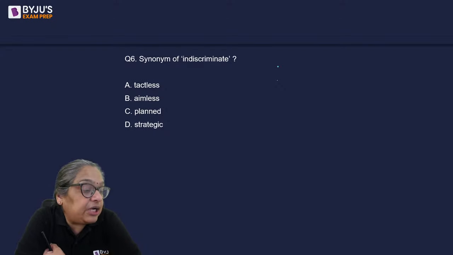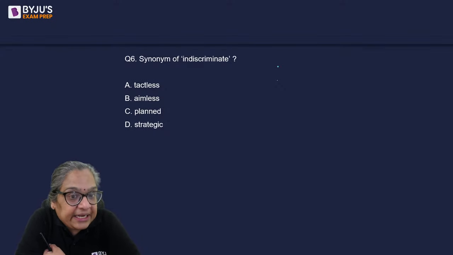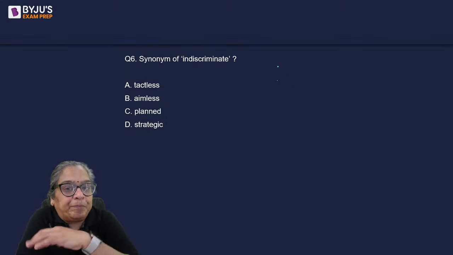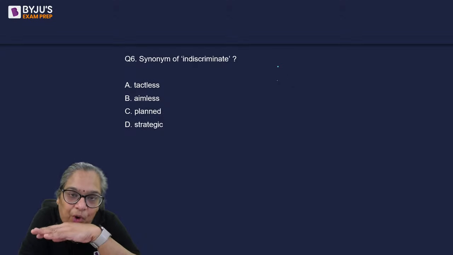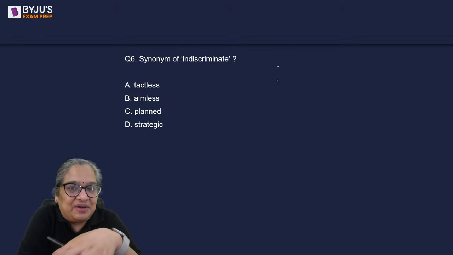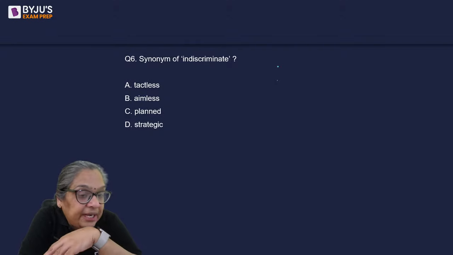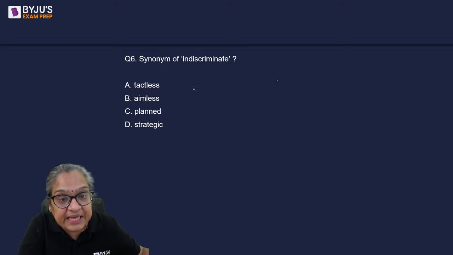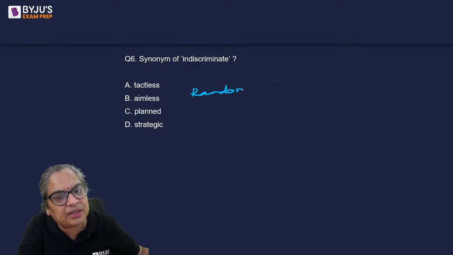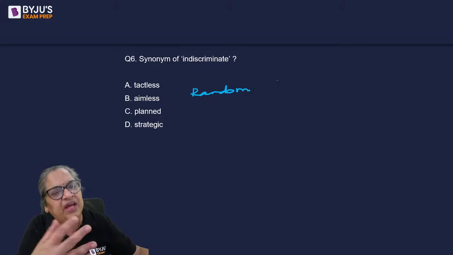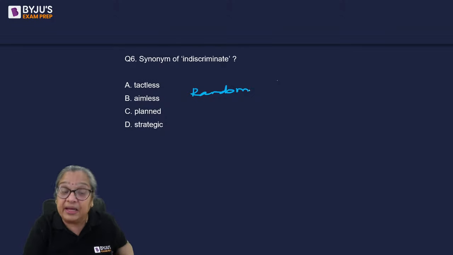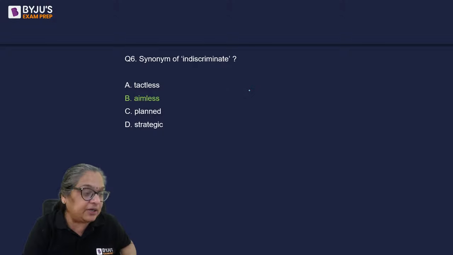All right. What's the synonym of indiscriminate? Tactless, aimless, planned, or strategic? Question 6. What's the answer? Indiscriminate, the bombing that happened, the munitions, they said that was indiscriminate bombing. So indiscriminate means aimless, random. It was not targeted only at Hamas. It was anywhere, everywhere, wherever you find a target, hit it. That was the problem. All right, good.